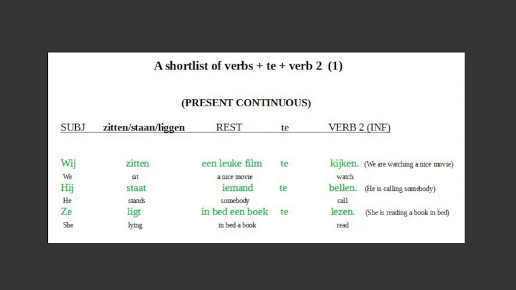In the first Dutch sentence, wij zitten een leuke film te kijken, it's not just that we are watching a nice movie, it's that we are watching it while sitting. In the second Dutch sentence, hij staat iemand te bellen, it's not just that he is calling someone, but that he is calling while standing. And in the third Dutch sentence, ze ligt in bed een boek te lezen, it's not just that she is reading a book in bed, she is doing it while lying down. You can often easily swap the words zitten, staan and liggen and picture the subject that is doing the action.